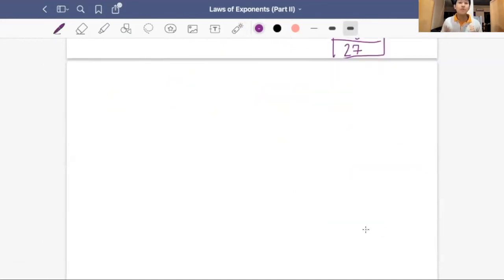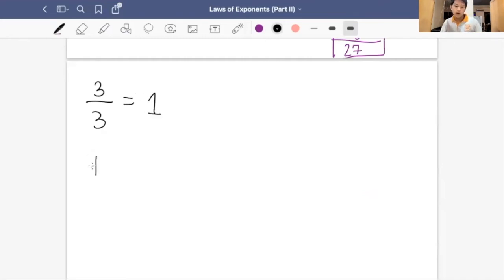All right, let's go to the last rule that we are going to tackle, the third one, which is the zero exponent rule. Our property number 6, which is the zero exponent rule. But before I disclose the rule, I want you to investigate first. We know that 3 over 3 is equal to 1, right?